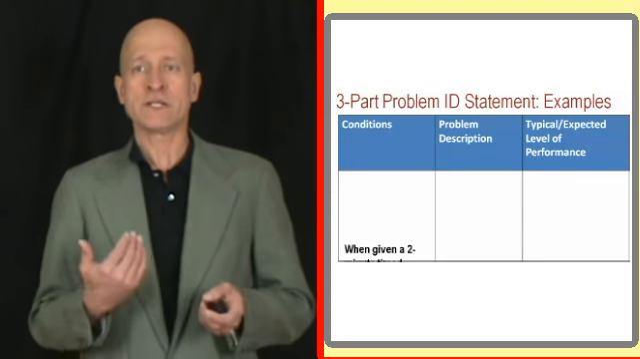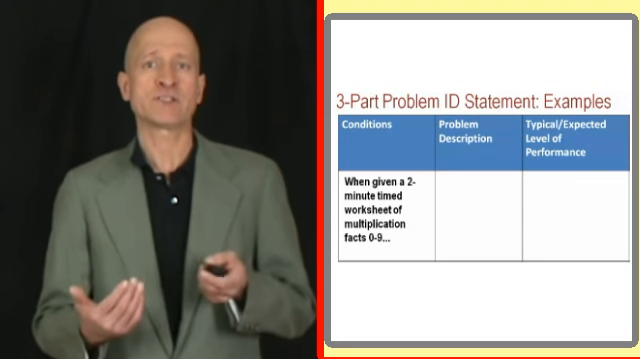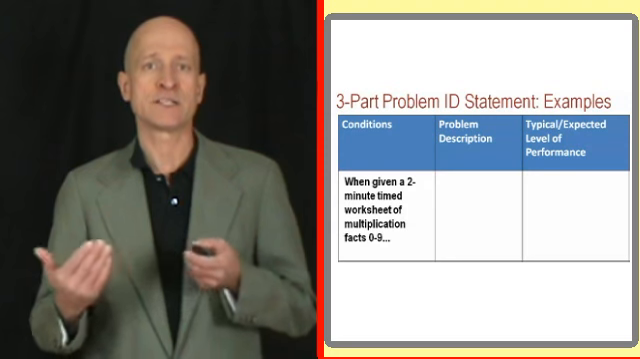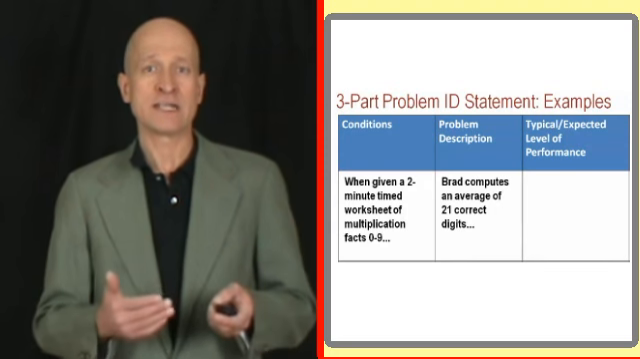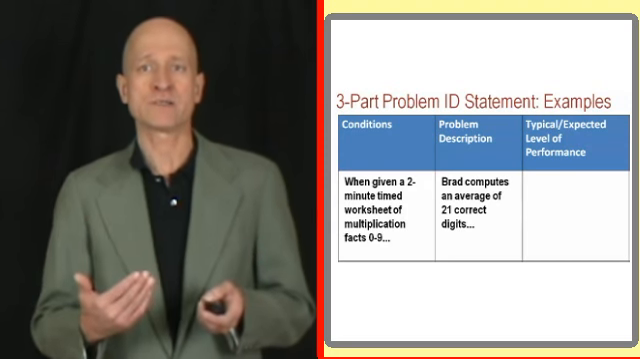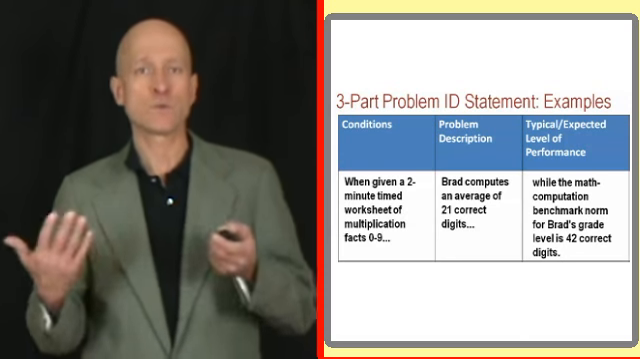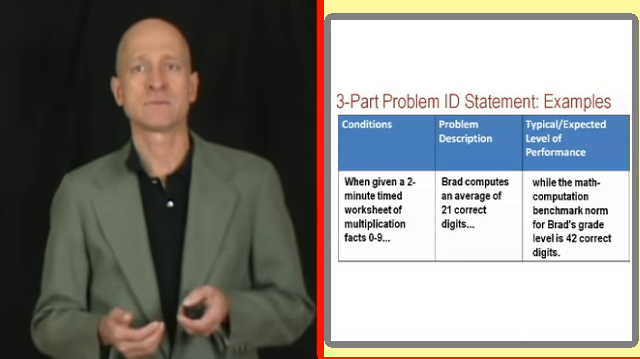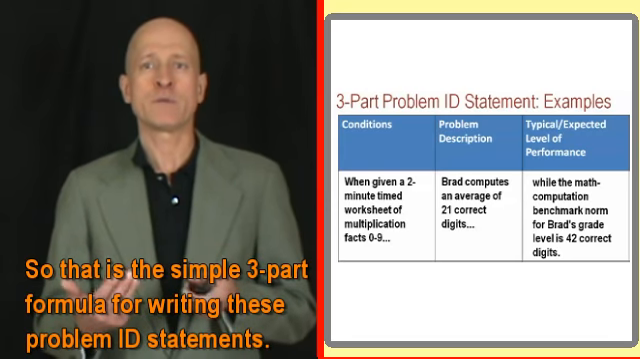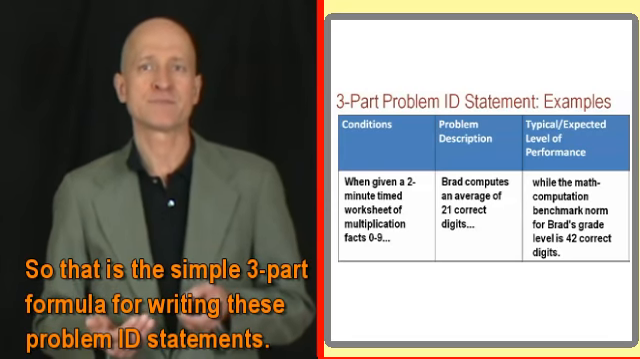Or when given a 2-minute timed worksheet of multiplication math facts, 0 to 9, Brad computes an average of 21 correct digits, while the math computation benchmark norm for Brad's grade level is 42 correct digits. So that's the simple 3-part formula for writing these problem ID statements.